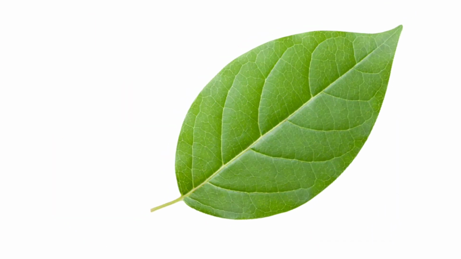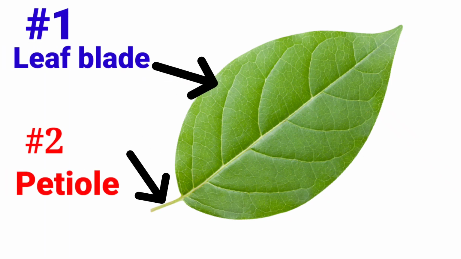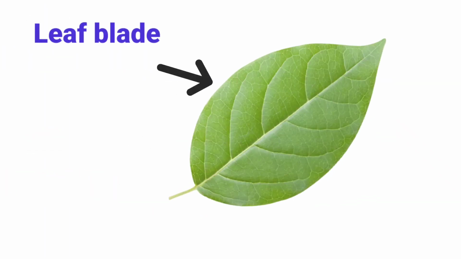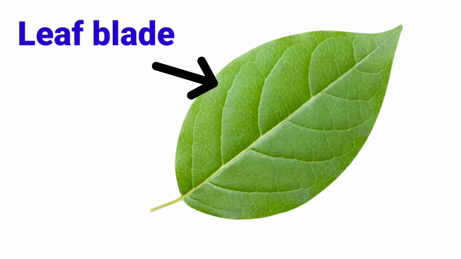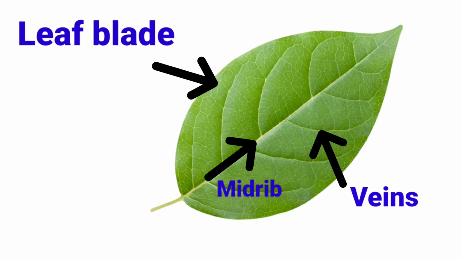Leaves have two main parts, the leaf blade and the stalk or the petiole. The leaf blade is also called the lamina. It's generally broad and flat. It is in this layer that photosynthesis occurs. It contains a prominent midrib at the center of the leaf blade, which is the main vein. From this midrib arise branches called veins.